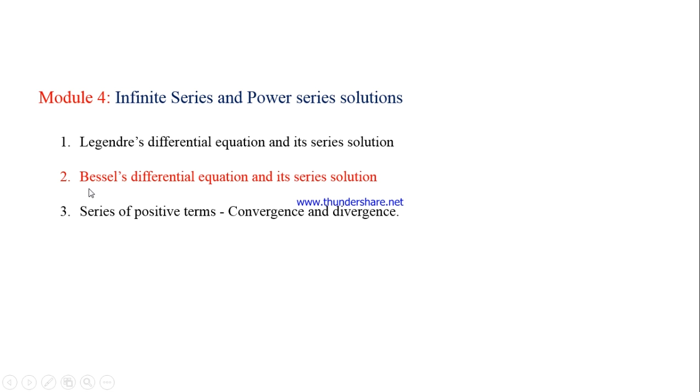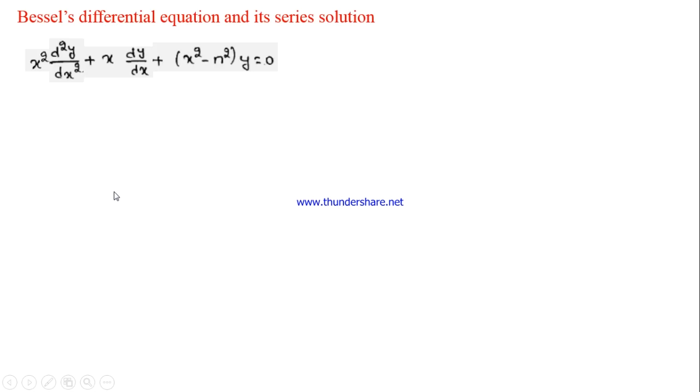Welcome to the class. Today we will start the second subtopic under module 4, which is Bessel's differential equation and its series solution. The standard form is x square d square y by dx square plus x dy by dx plus (x square minus n square) into y equal to 0.